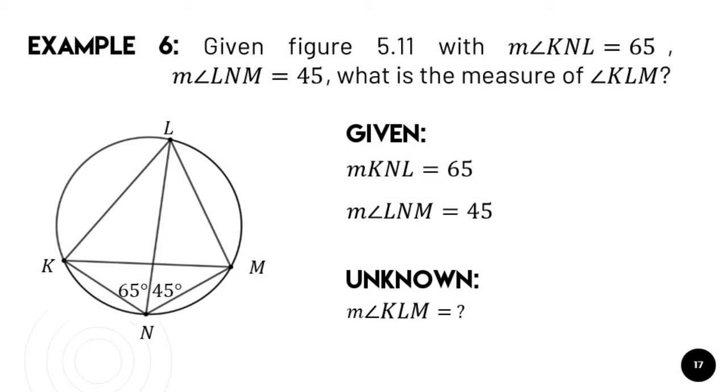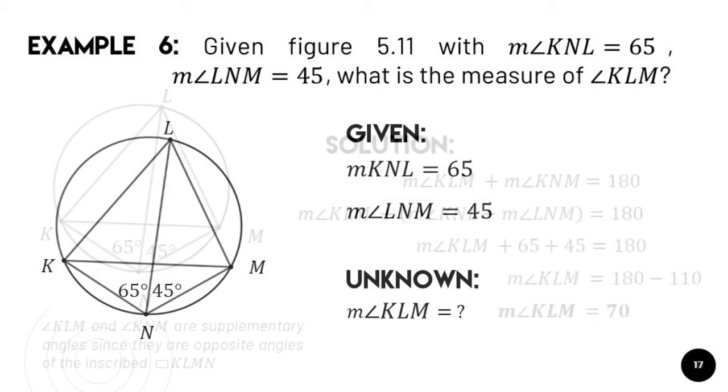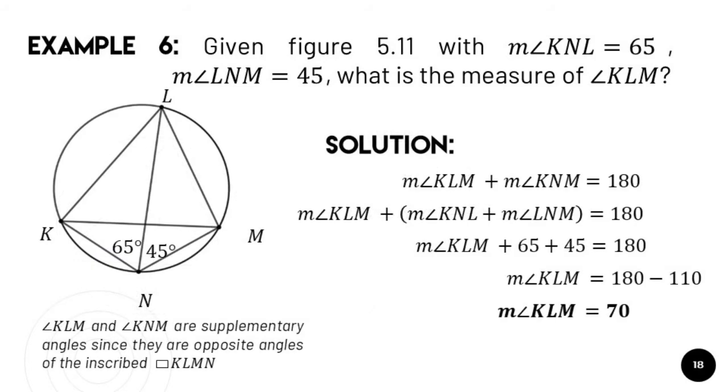Example number 6. Given the figure below, with the measure of angle KLM equals 65 and the measure of angle LNM equals 45, what is the measure of angle KLM? Angle KLM and angle KNM are supplementary angles since they are opposite angles of the inscribed quadrilateral KLMN. Also, take note that the measure of angle KNM is equal to the sum of the two given angles, KNL and LNM.